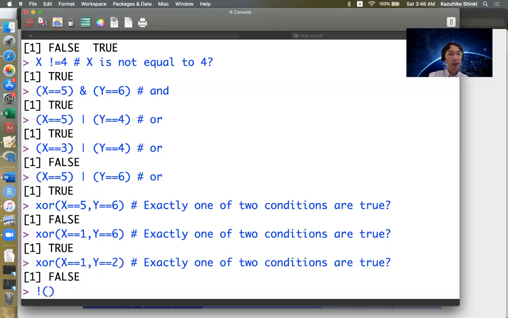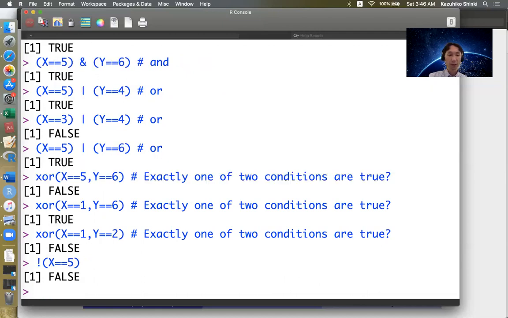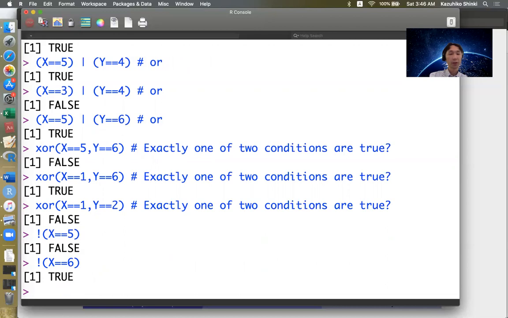So X is equal to 5. This is true. If we put an exclamation mark, then this is the opposite. So X is equal to 5 is true, so not X is equal to 5 is false. X is equal to 6 is false, so not gives true. So these are basic logical operations: and, or, XOR, and not.